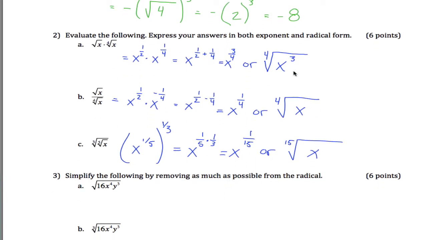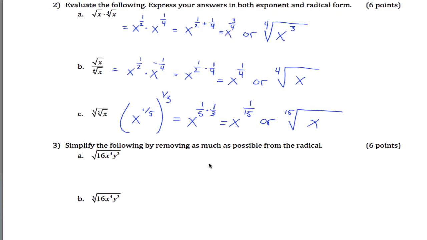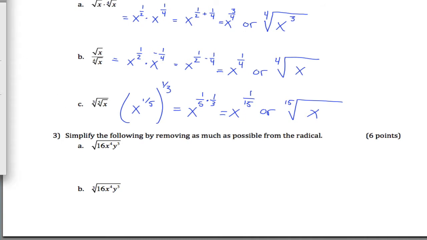So that's number 2. Here are our answers in both exponent and radical form. So finally I'll move on to number 3 here, and then I'll watch my game like I should be doing. We want to simplify the following radicals by removing as much stuff as possible.